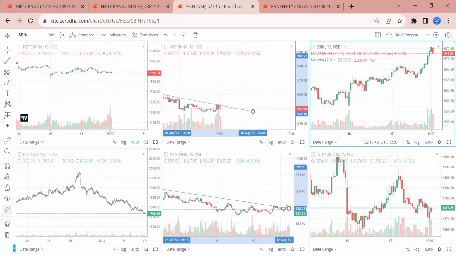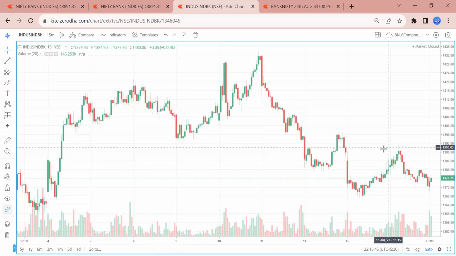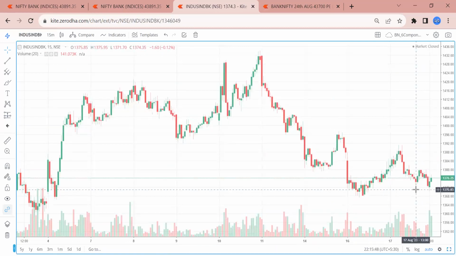So guys, three are looking bullish, three are looking doubtful. I think IndusInd is also looking doubtful. So tomorrow, I think ideally it will be a good decision to just wait and watch, observe the market and see what the market wants to do. I would go with very light quantity.